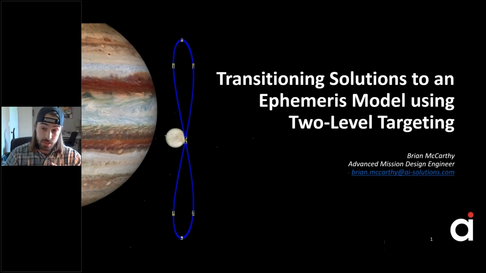Just as Michael mentioned, I'm a mission design engineer with AI Solutions. I've worked on a number of low Earth orbit missions, libration point missions, and deep space missions. And so one of the tools that I built in my time here at AI Solutions is this two-level targeting tool that I built completely in FreeFlyer.